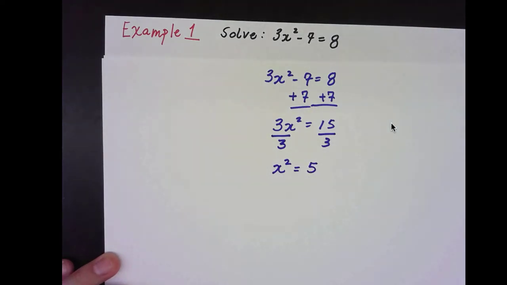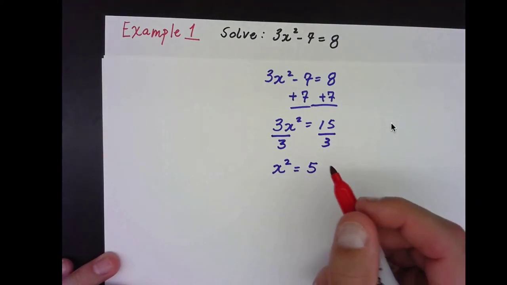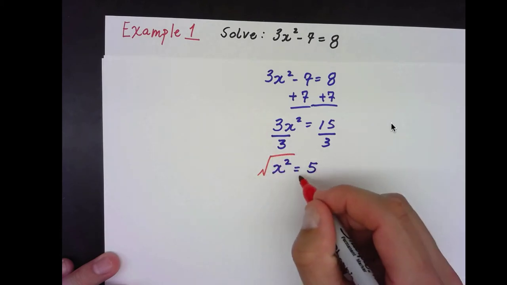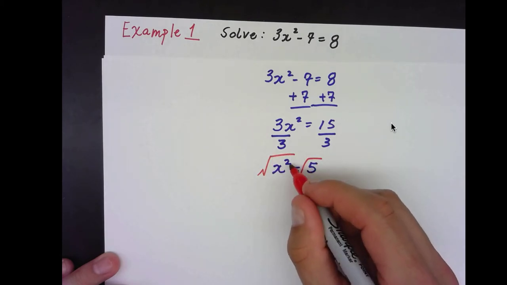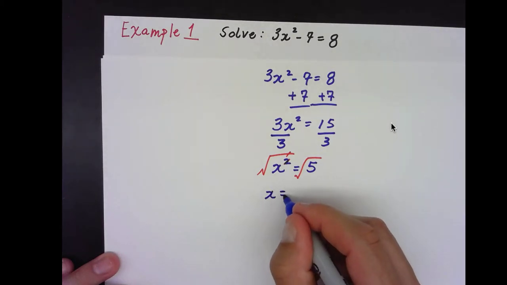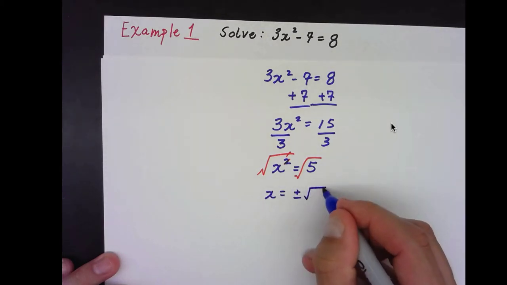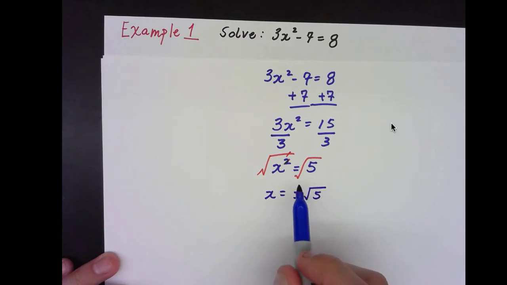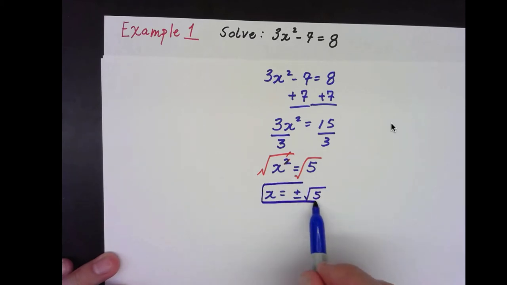Now this is where the square root comes in. We're going to square root both sides, because when you square root a square, they really undo one another. So I'll be left here with x equals plus or minus root 5. 5 is a prime number, cannot be simplified, so that's it. You can check your work fairly quickly.